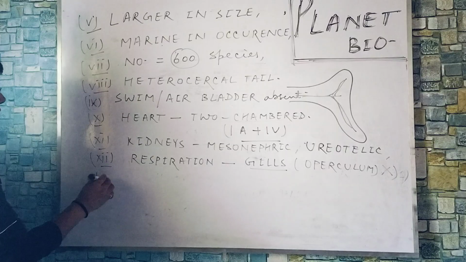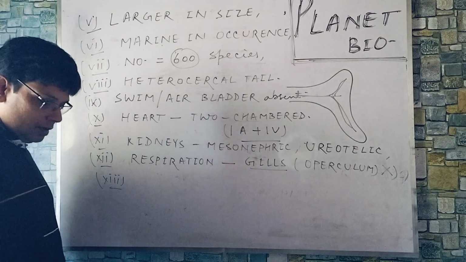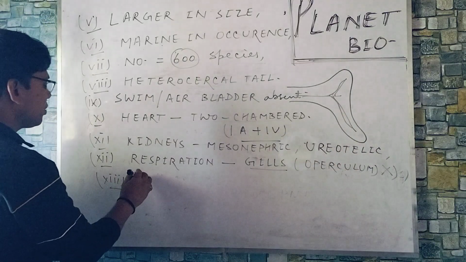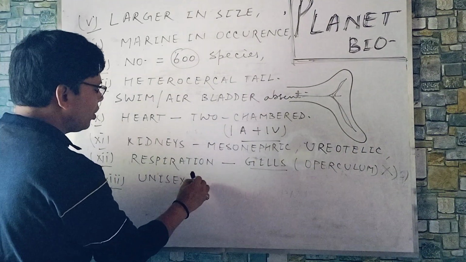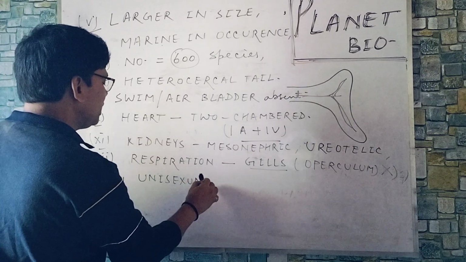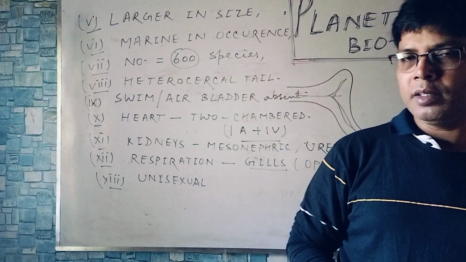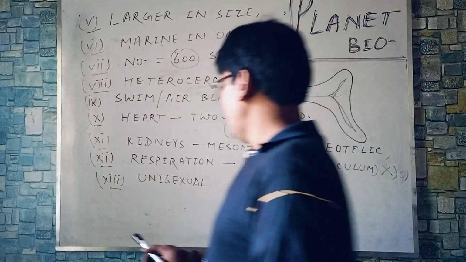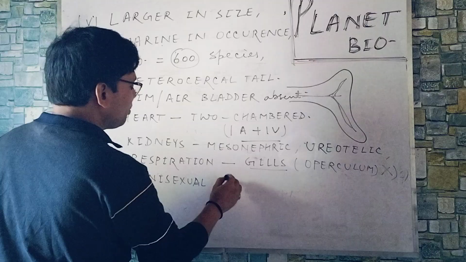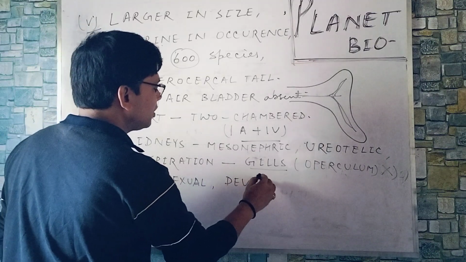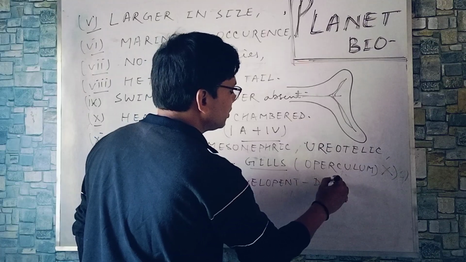Next one you can see, unisexual. So far as reproductive system is concerned, unisexual, or you can say dioecious, means sexes are separate, male and female are separate, and development is direct.